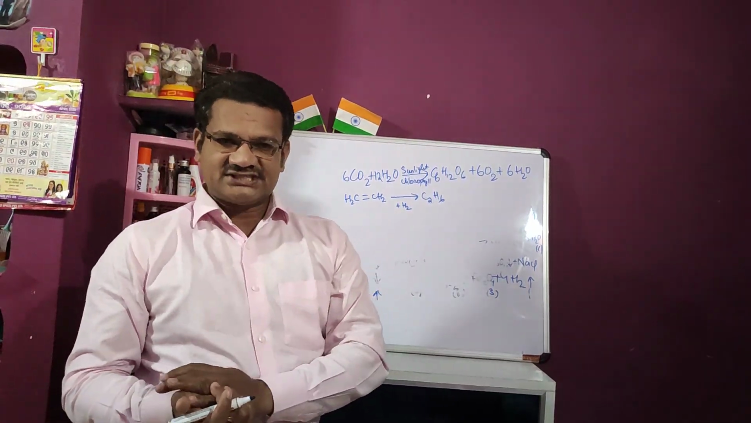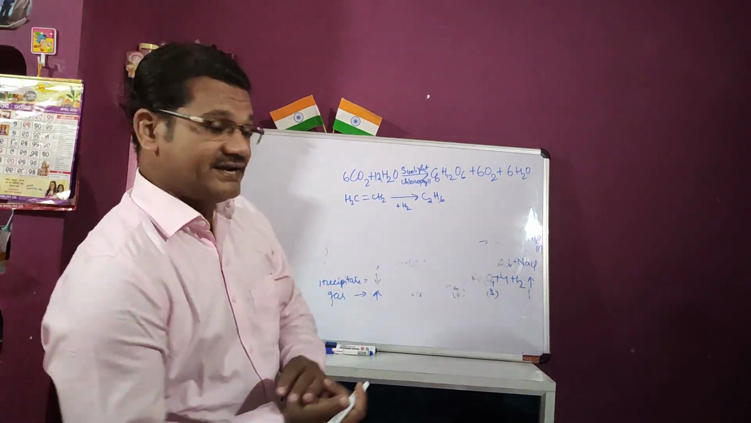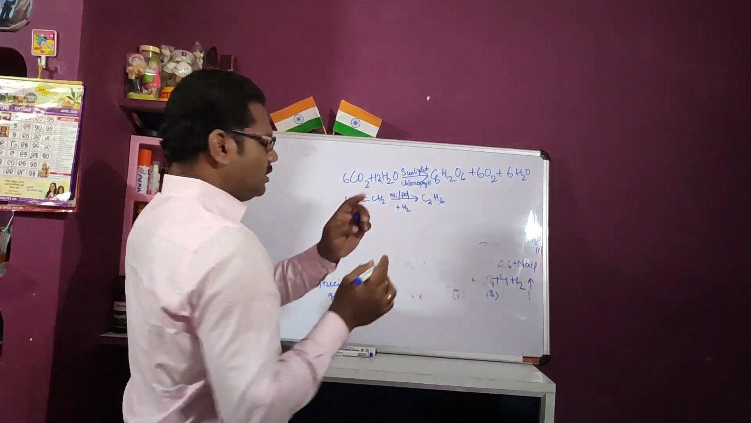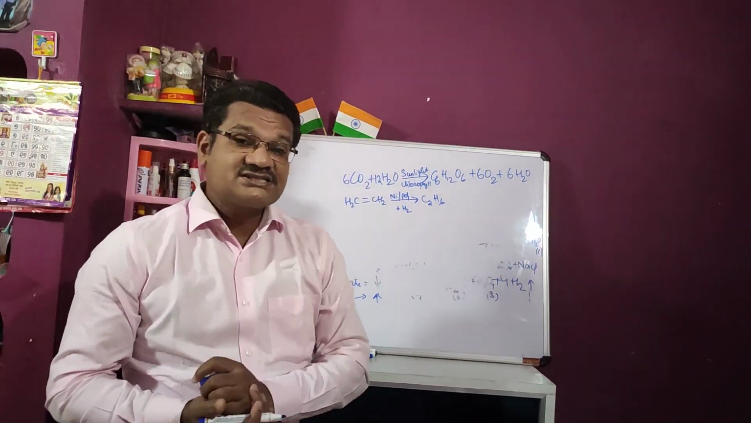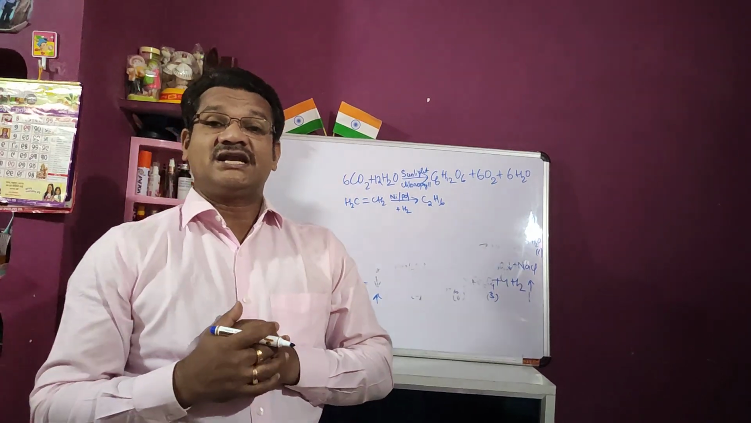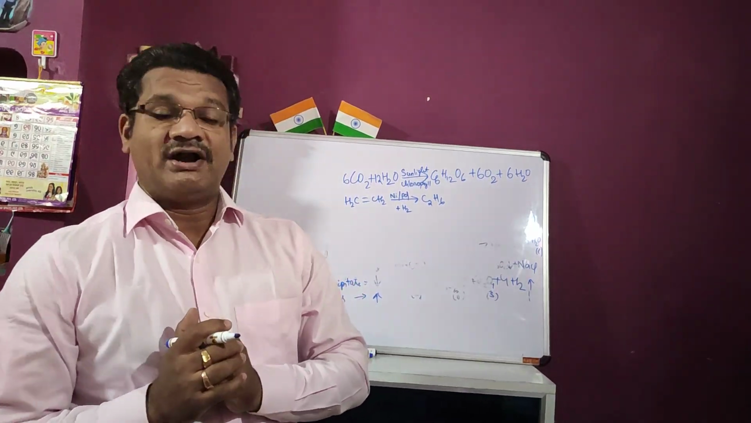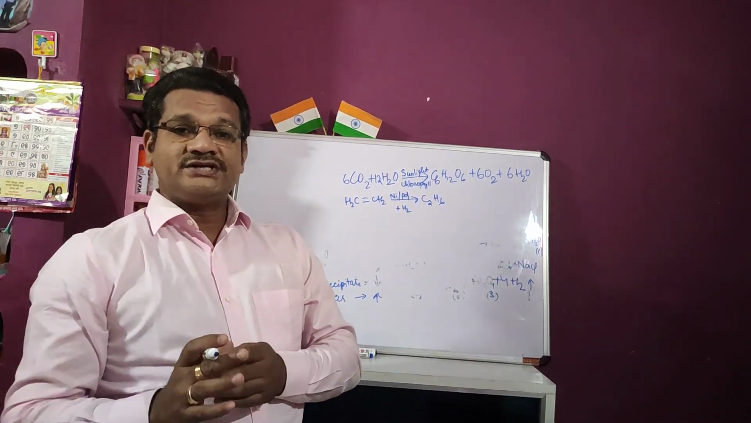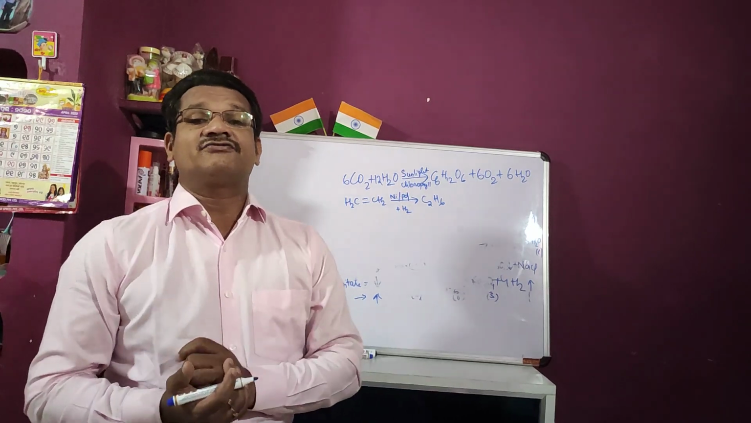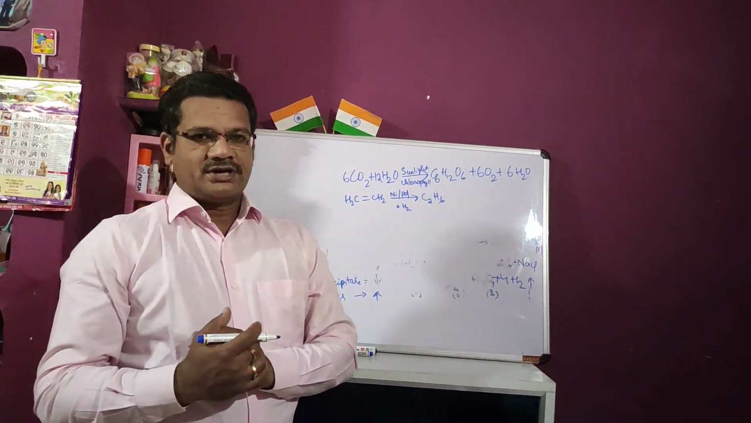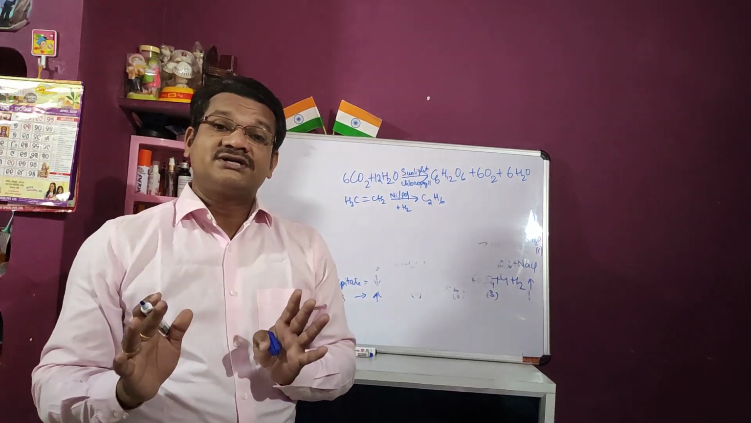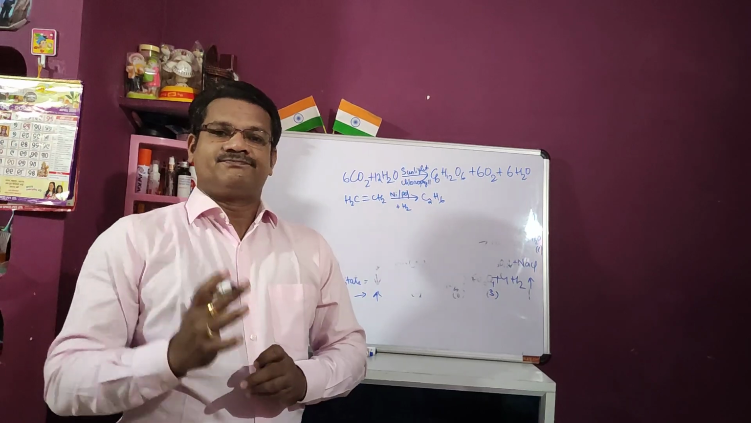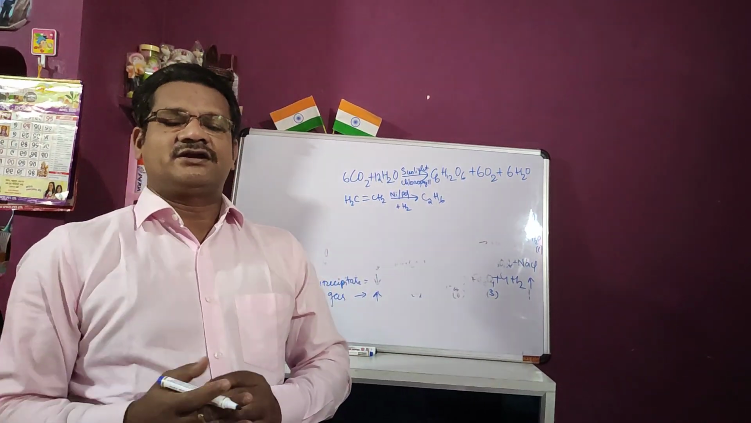This reaction takes place in the presence of nickel or palladium. Now what are these? These have been given a special name called catalysts. So what are catalysts? Catalysts are chemical substances which alter or increase the rate of a chemical reaction, but they don't take part in the chemical reaction themselves. They only increase the rate of a chemical reaction.